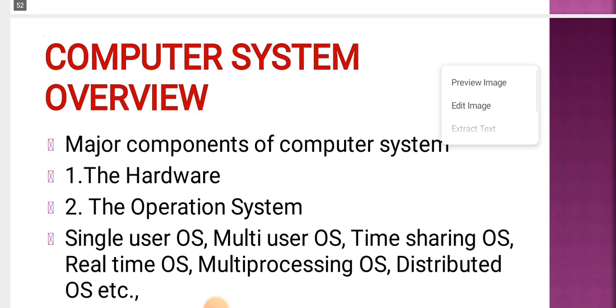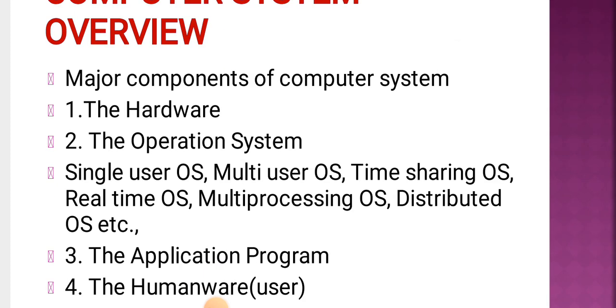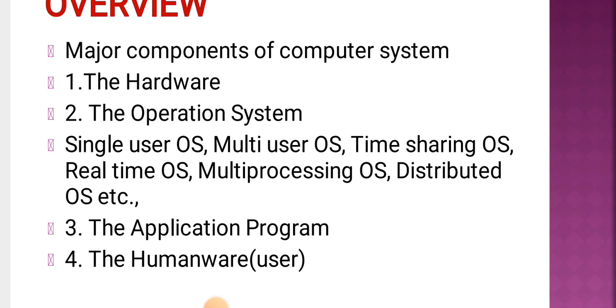The major components of computer system. So first, what are the components I have to say, because so many times they are asking what are the components we are attached to the system, it is controlling. So what are the major components we are attached to the computer means first one hardware, second one operating system. That operating system has multiple types: single user OS, multi-user OS, time sharing OS, real-time OS, multi-processing OS, distributed OS, like that. And fourth one is application program.